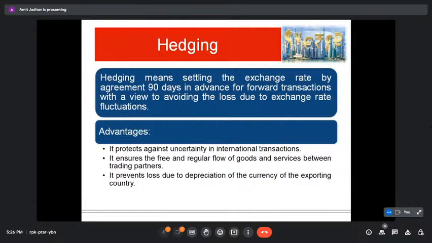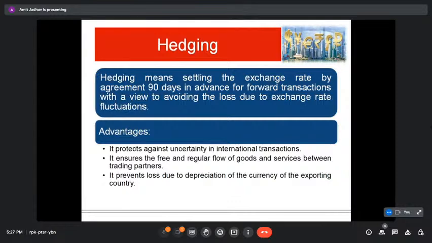To avoid such losses, through the agreement the buyer and the seller can fix the price of their particular currency exchange rate, and that will be set before the deal takes place after the 90 days. It ensures the free and regular flow of goods and services between the trading partners, because the exchange rate is already fixed.